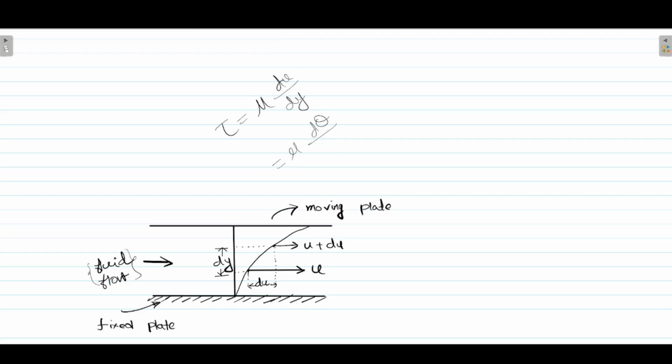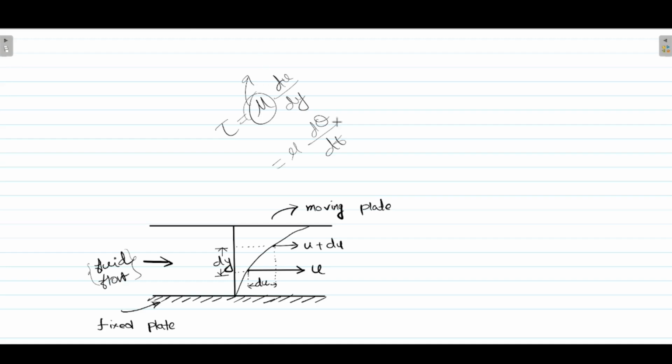d theta dt. Okay, du dy is the velocity gradient, d theta dt is the angular deformation rate, or you can also term it as shear strain or strain rate. Okay, and here this is your viscosity, or it can also be termed as absolute viscosity, dynamic viscosity.